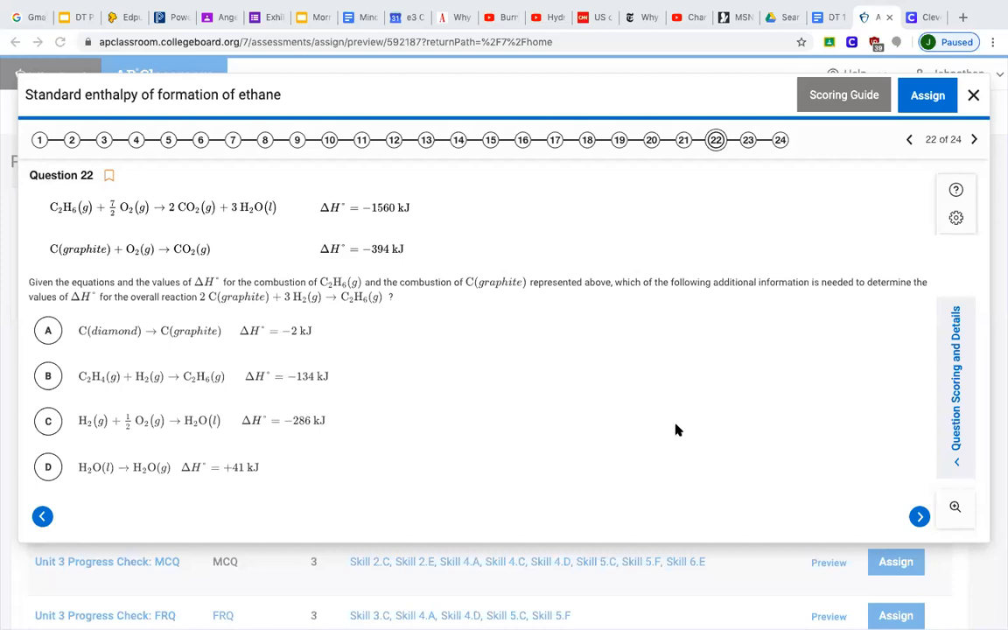Okay, so here's how I solved this one. I said to myself, if I'm going to get down here, then everything except for graphite, H2, and ethane must cancel out. Everything else has got to cancel out. So take a look at A. There's this diamond. If I include this diamond somewhere, I'm never going to be able to cancel it out. It's going to wind up in the final equation, because I'm either going to use the forward reaction for diamond turning into graphite, or the reverse reaction. I can't use them both because that wouldn't make any sense.